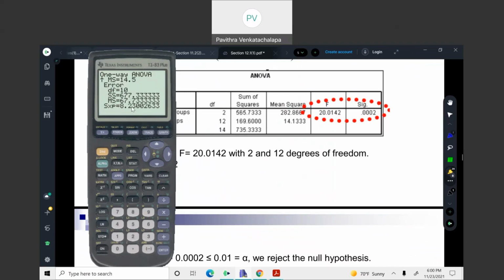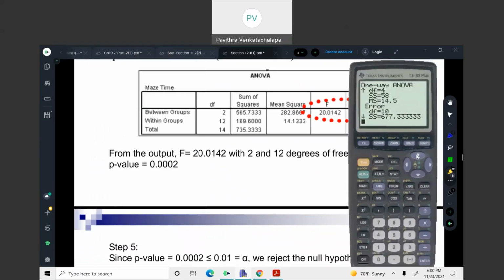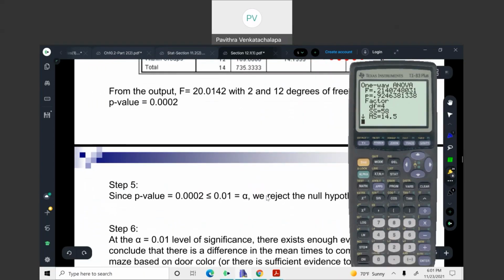if you hit the down arrow, you have DF 10, that is for the second row, that is within the groups, and sum of squares as 677, which is wrong here, but the value shown in the calculator is correct. And you have mean square. Got it? Now, whatever you want is the F value and your P value. P value is 0.92, which is greater than 0.01. Since it is greater than 0.01, we say fail to reject the null hypothesis.